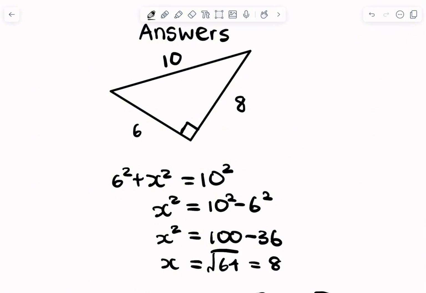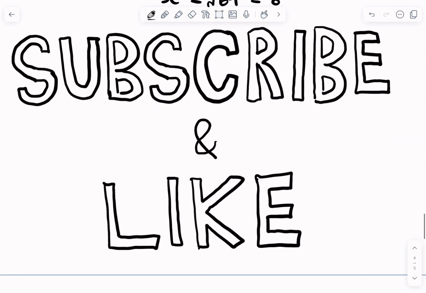So to recap, Pythagoras theorem helps you find the length of any side in a right angled triangle. All you need to remember is a squared plus b squared is c squared. And don't forget the proof, which shows how the areas of the squares make the formula come together.